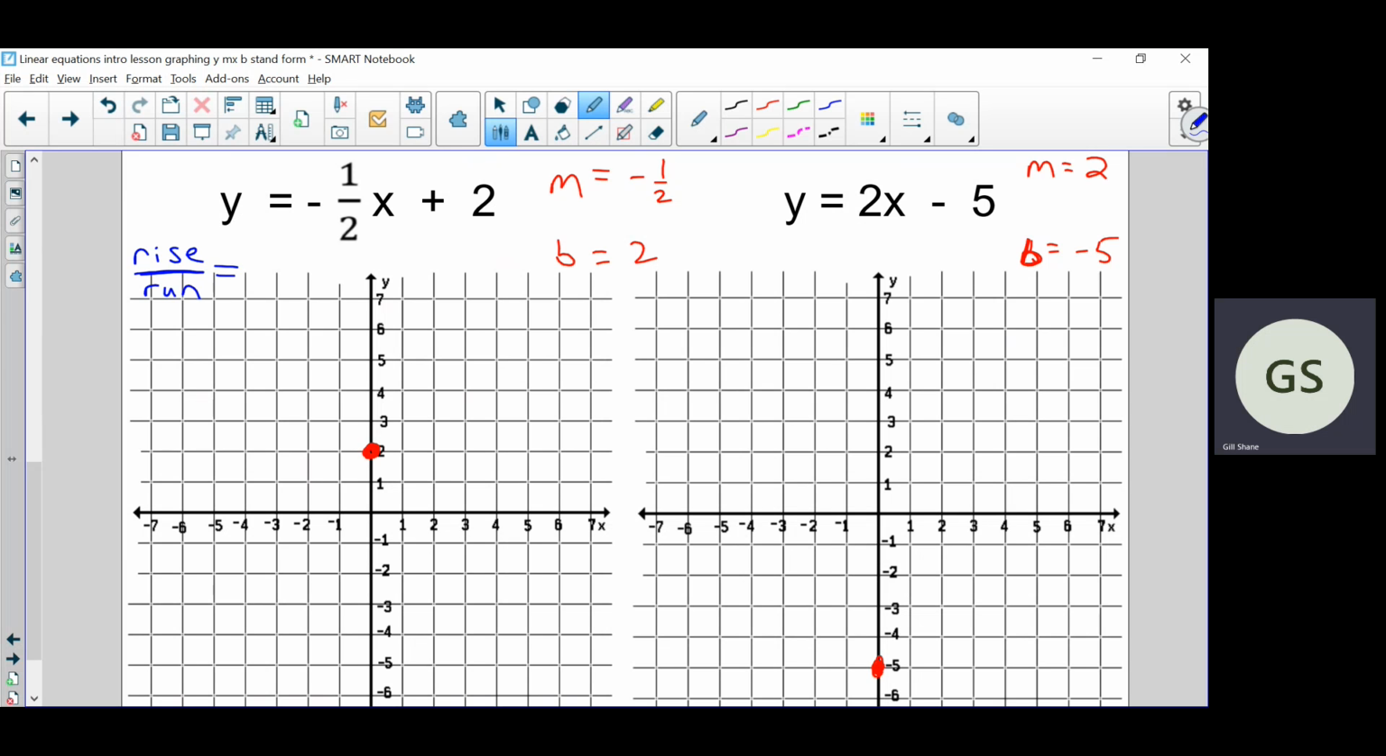Next to that, I'm going to write the slope. Well, it's a negative slope, so I'm going to make the top number negative. There's my rise and my run. So if my run is +2, and again, you should have this on the other page.